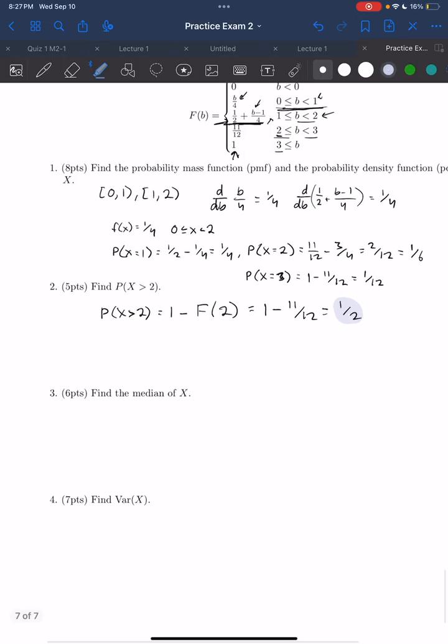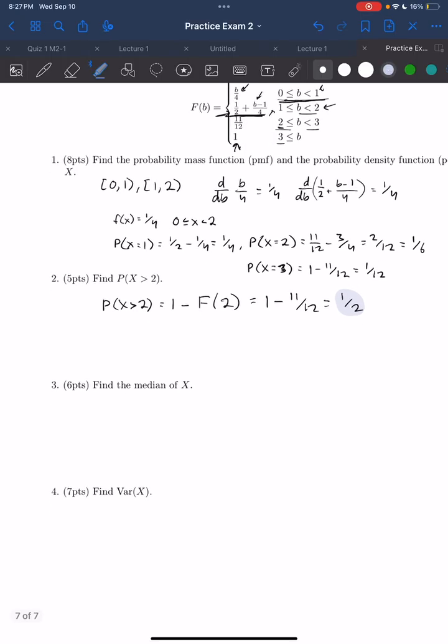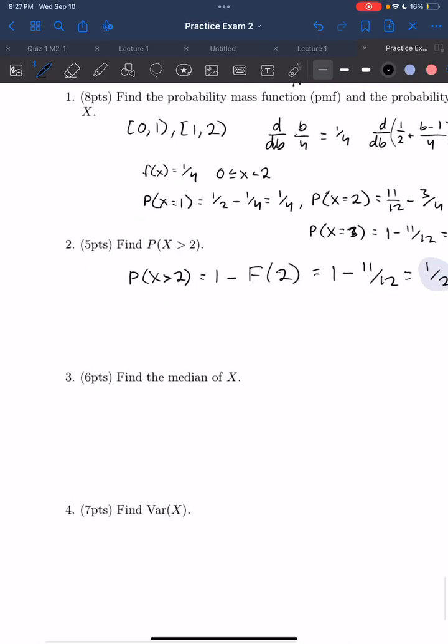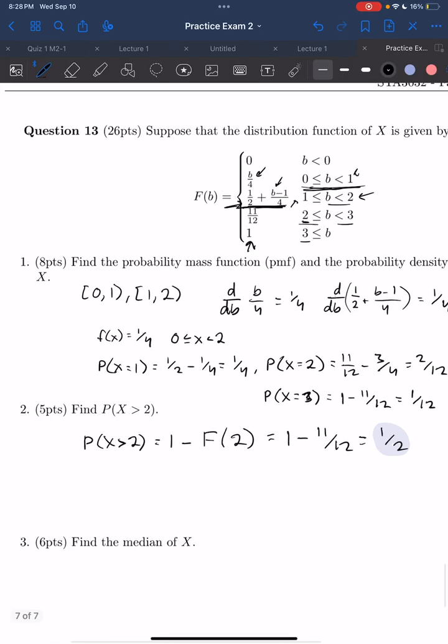Okay, and then now we need to find the median of x. So our median is the 50th percentile. Basically what we're looking for is the value of b when our cumulative distribution function is at 0.5, since that would be the 50th percentile.